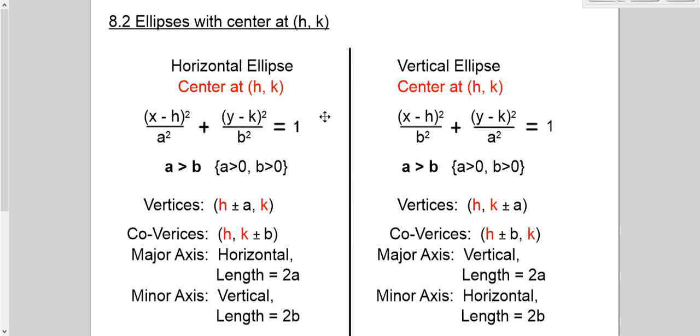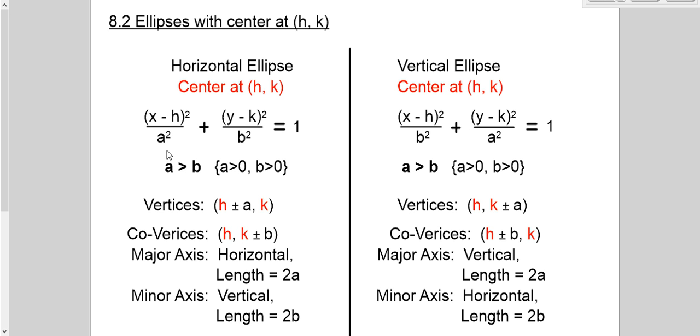Okay, so here we have 8.2 ellipses with the center at (h, k). For a horizontal ellipse, you're going to have (x minus h) squared over a squared plus (y minus k) squared over b squared equals 1. You're always going to have this equal to 1, and a squared is always the larger number.